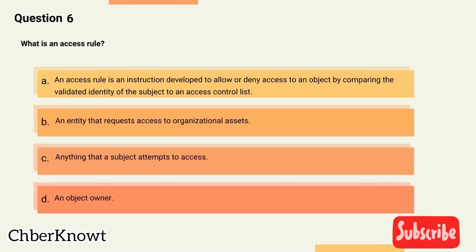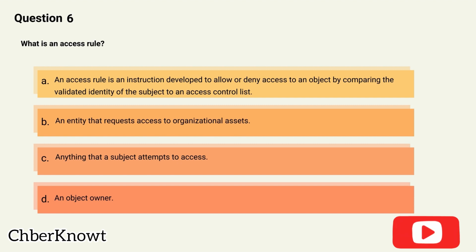Question 6. What is an access rule? Option A. An access rule is an instruction developed to allow or deny access to an object by comparing the validated identity of the subject to an access control list. Option B. An entity that requests access to organizational assets. Option C. Anything that a subject attempts to access. Option D. An object owner.